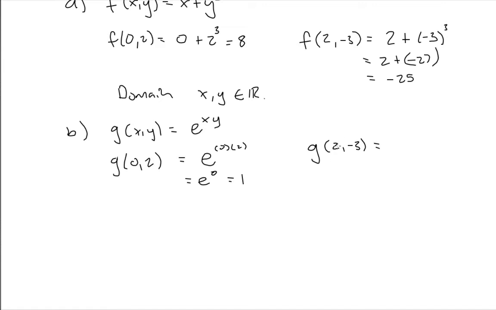The other point that they'd like us to evaluate g at is the point (2, -3), in which case we replace all the x's by 2's and all the y's by negative 3, and so what we end up with is e to the 2 times negative 3. And of course 2 times negative 3 is negative 6, so this evaluates to e to the negative 6.